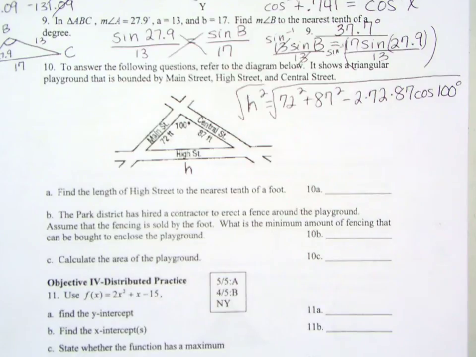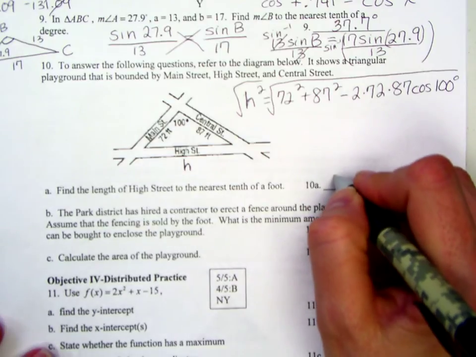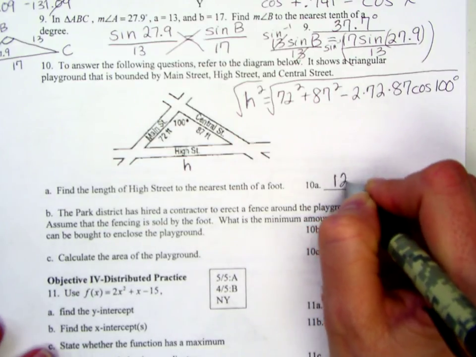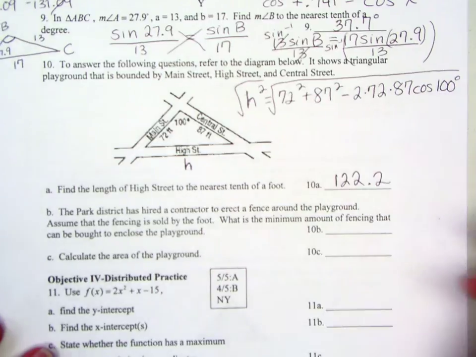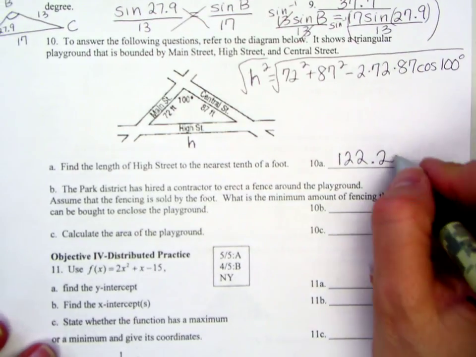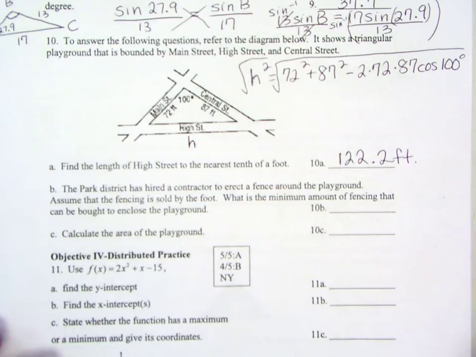Okay, be able to tell me what answer you think is a good one. What do you think? 122.2? Okay, 122.2. And that would be feet. No big deal there about units.